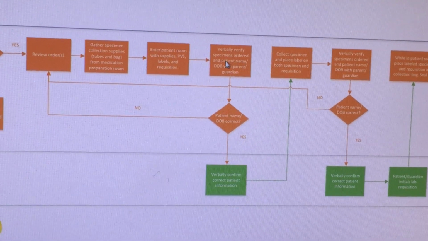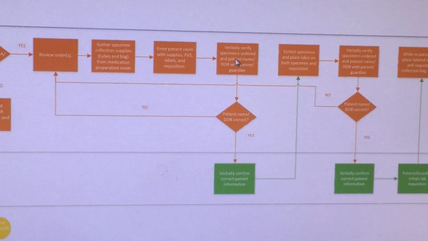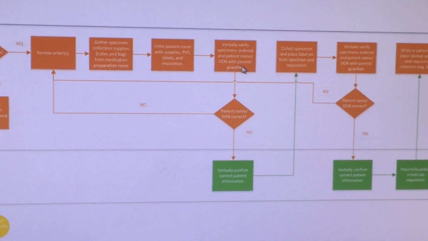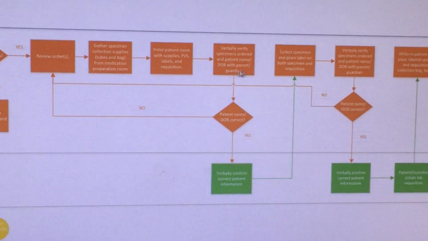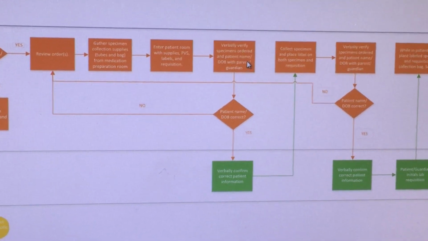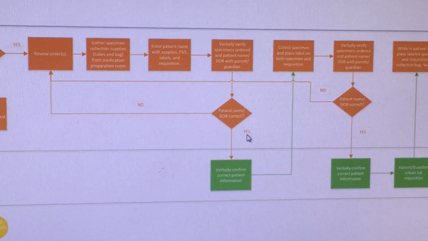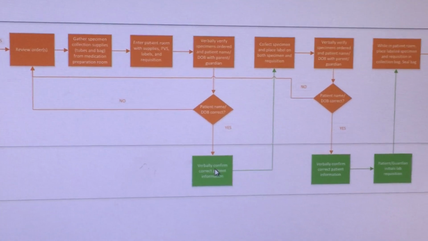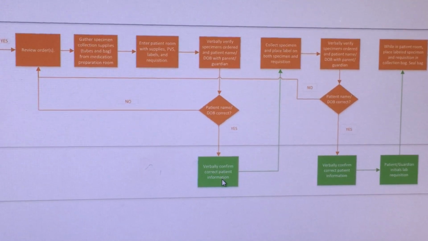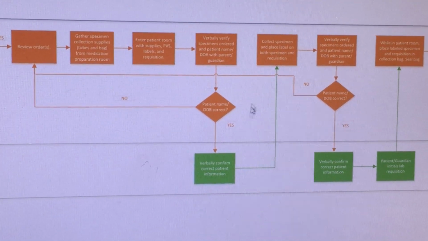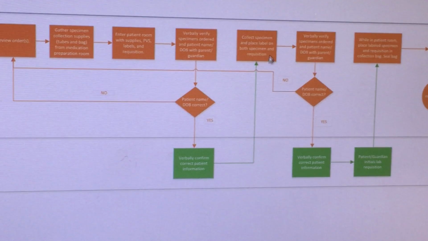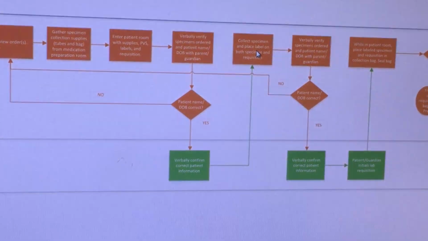Verbally verify with the patient or the guardian that the name and date of birth is correct on the requisition and on the labels. The name and date of birth is correct. You proceed. It says yes. Verbally confirmed. Yes. Now you can go ahead and collect the specimen.